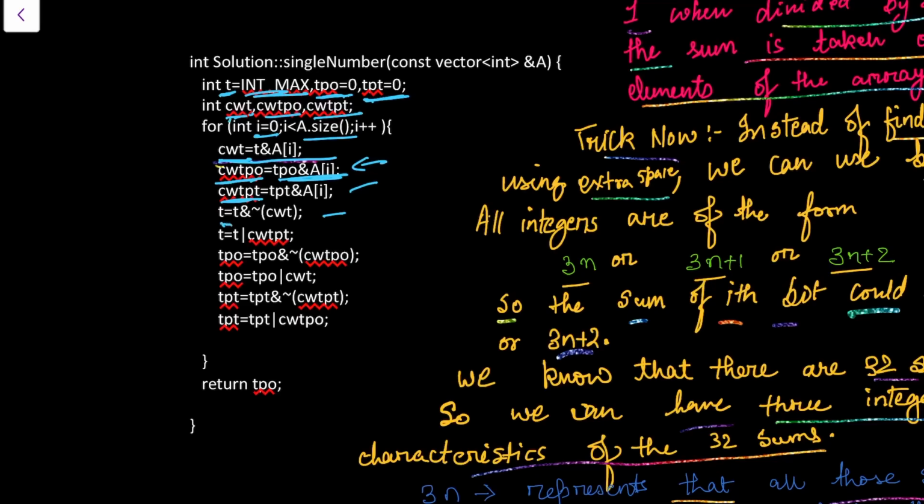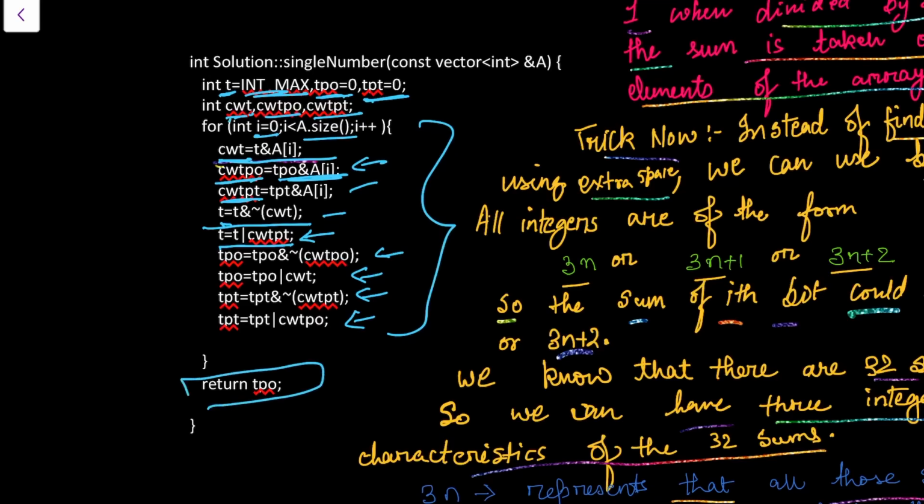As I have already explained, 3n will be zeroed at the locations which are common with 3n, and it will be 1 at those locations which were common with 3n plus 2. Similarly, the situation with 3n plus 1 and 3n plus 2. Finally, after I have traversed the entire loop, I will return 3n plus 1, and that will be my answer. Hope you liked the answer.